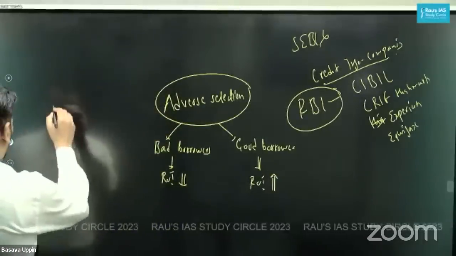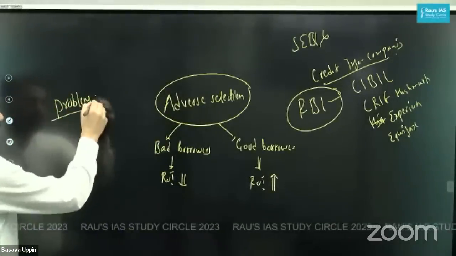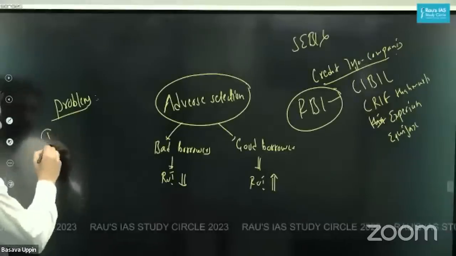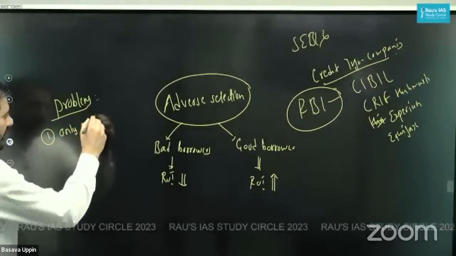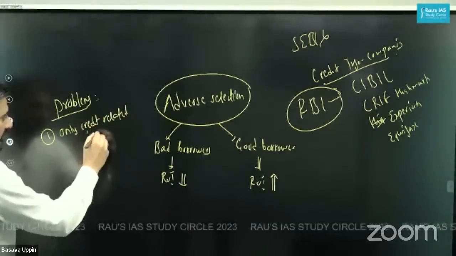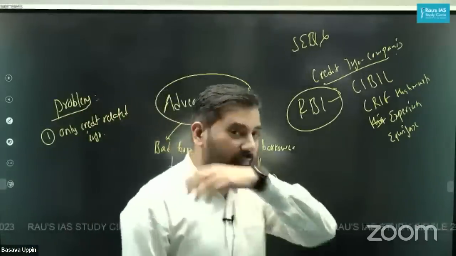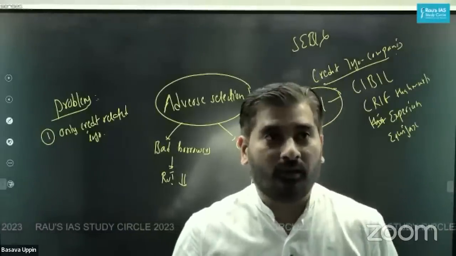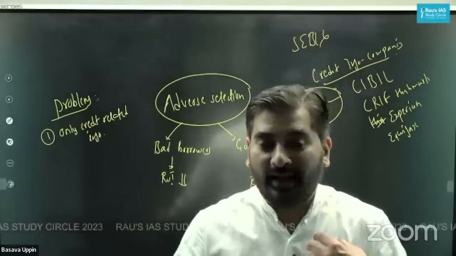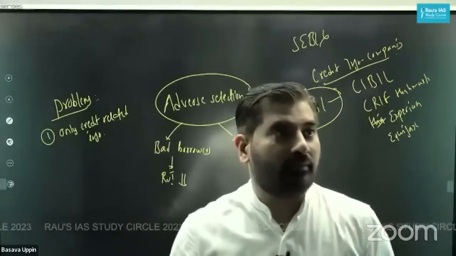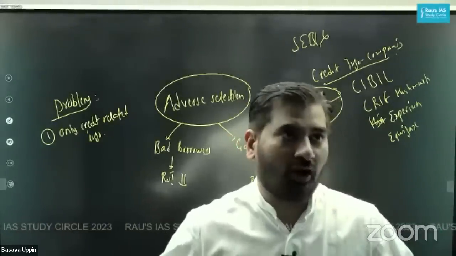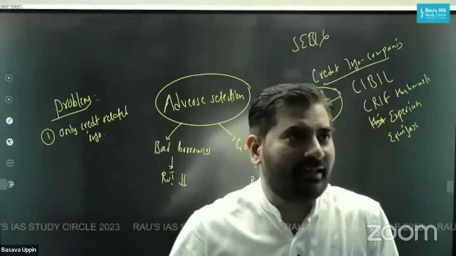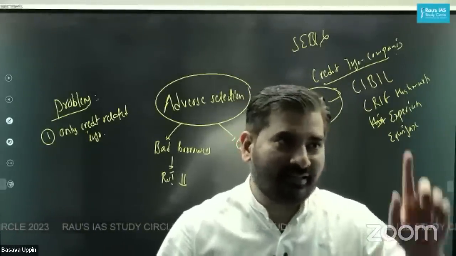But the problem is, there are a number of problems with respect to credit information companies. What are the problems? Let's understand. The first biggest problem is only credit related information is collected. When I say only credit related information is collected, it means only information related to previous loans taken by a person or a company is taken. Now, why is it a bad thing? Let's say I'm a person and I have not taken loans so far. Will I have any credit history? I'll not have any credit history. So how can you know whether I'm credit worthy or not? It's very difficult to know my credit worthiness because I've not taken loans so far. So that is one problem.